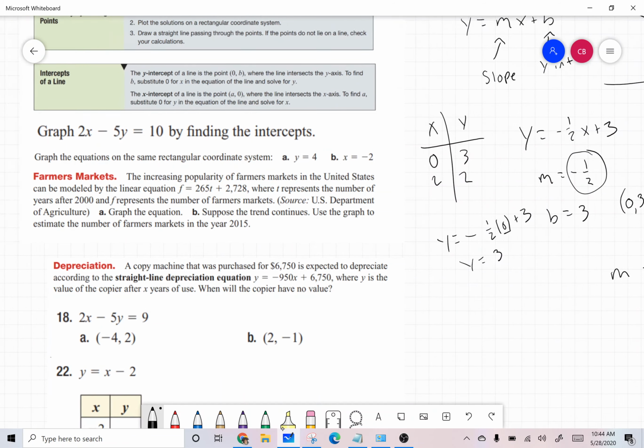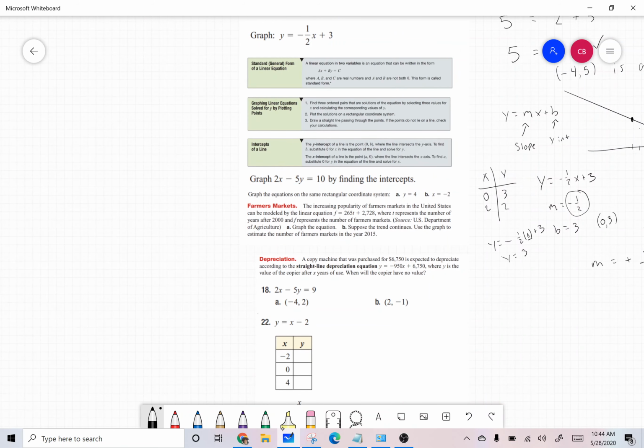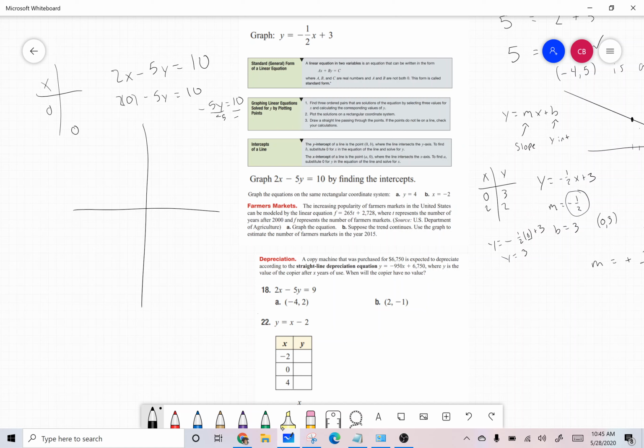Graph using intercepts. So let's do that. We're going to do 2x minus 5y is equal to 10. So if we plug in 0 for x, they want us to do 0 for x and 0 for y. If I plug in 0 for x, I have 2 times 0 minus 5y is equal to 10, which is negative 5y is equal to 10, which means y is negative 2. Okay, if I plug 0 for y, then this is gone, and I have 2x is equal to 10, or x is equal to 5.